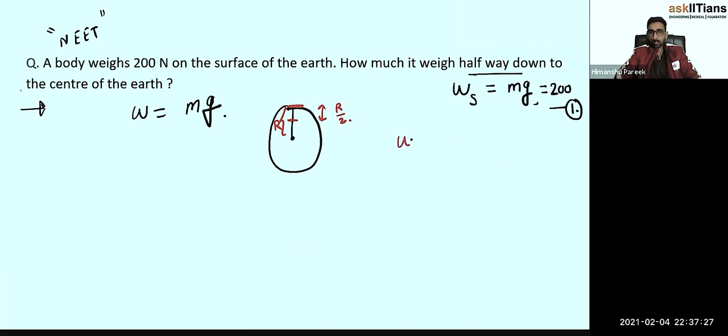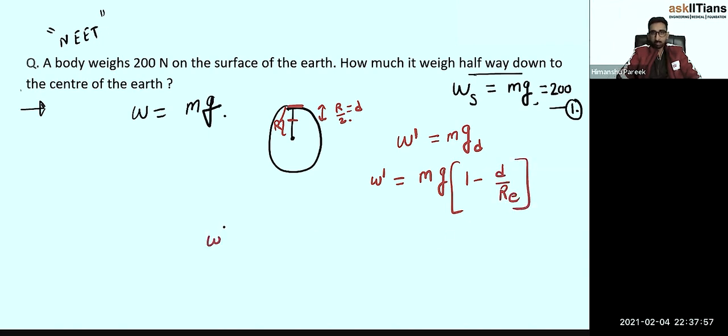So how will we write the weight there? Weight at that place, w prime. I'll write that as mass, which is the same, multiplied by gravity at that place. So how do we represent gravity at depth d below? The d value is r by 2 here, basically halfway down. So mass multiplied by gravity. Now gravity is how much? You should remember the formula, g multiplied by 1 minus d over Re.